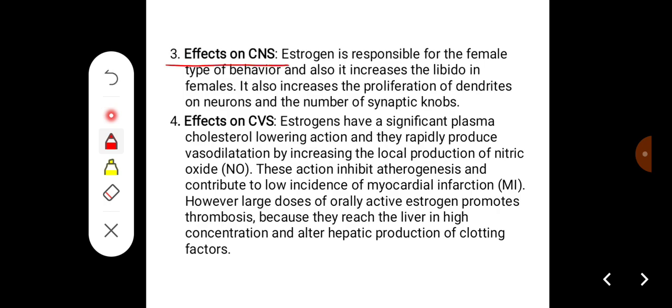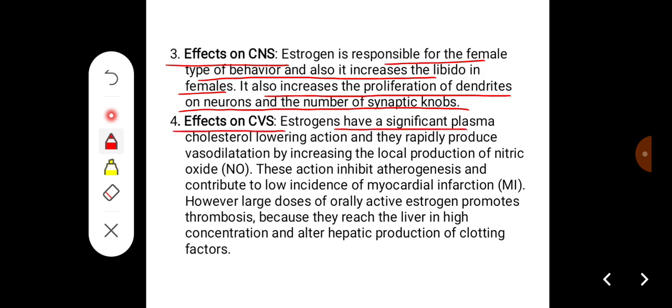Effect on the CNS. Estrogen is responsible for the female type of behavior, and it also increases the libido in females. It also increases the proliferation of dendrites of neurons and the number of synaptic knobs. You see their effects on the CVS. Estrogens have a significant plasma cholesterol lowering action and thereby rapidly produce vasodilatation by increasing local production of nitric oxide. These actions inhibit atherosclerosis and contribute to the low incidence of myocardial infarction.